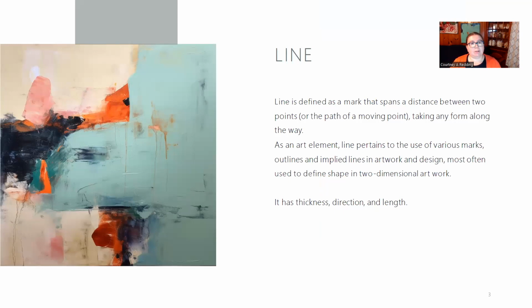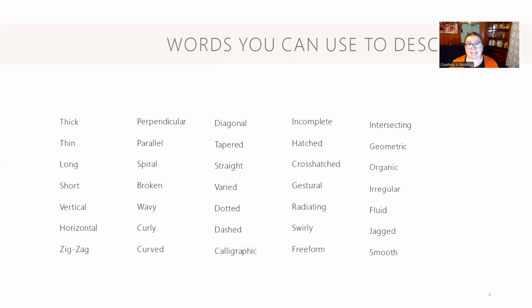So line, if you're a math major, you know this one is from point to point. So it could be a nice straight path. It could be a meandering and varied moving point on that line. So it can take any form along the way on that canvas. So as an element of art, it's going to pertain to the various marks, outlines, implied lines. The line doesn't even have to exist. And so these implied lines in art and design most often are going to be used to shape the actual two-dimensional piece. It's going to have thickness, it's going to have direction, and it's going to have length.